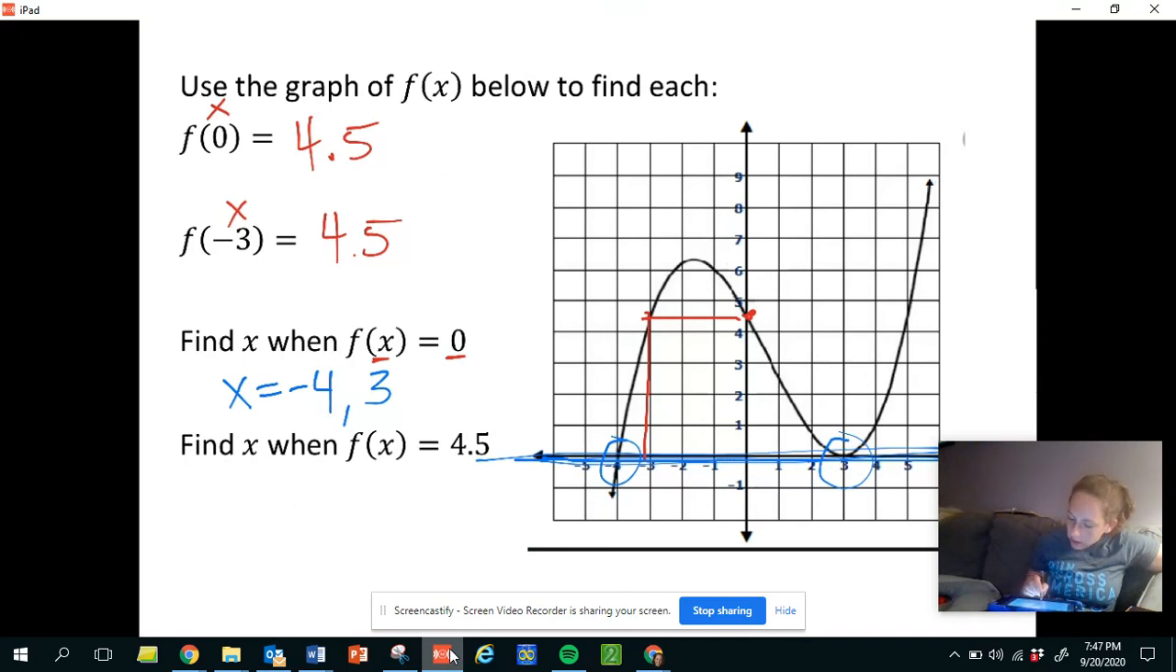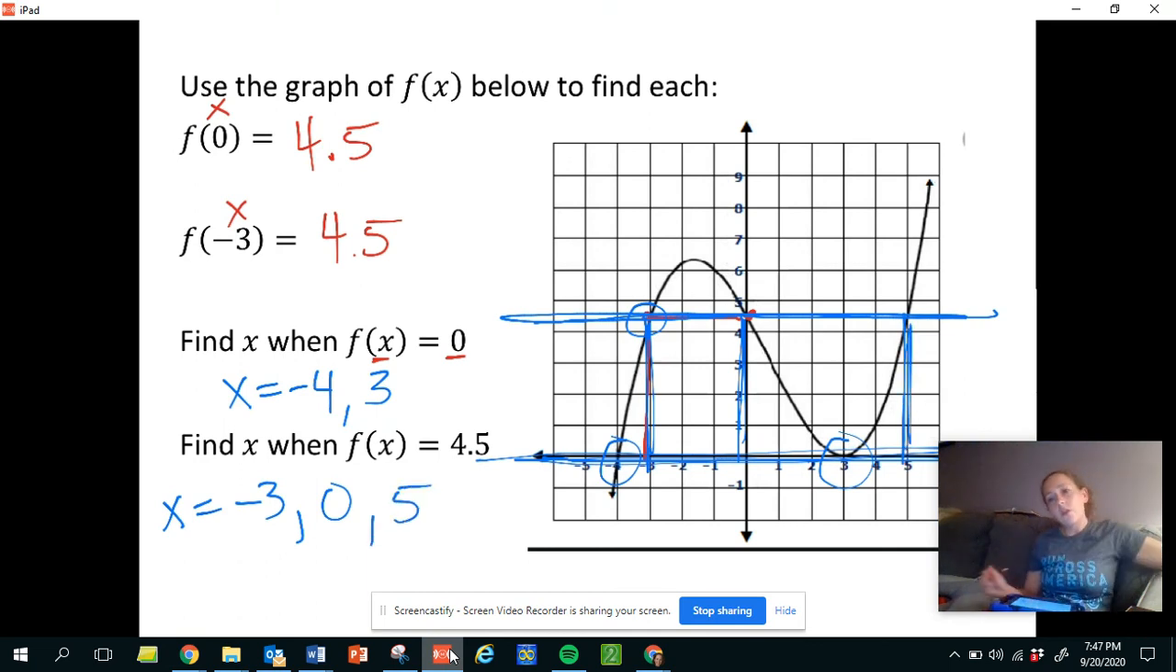For the last one, everywhere where y is 4.5. So in this case, we have 3 answers. We have x equals -3, when x is 0, and when x is 5. So if it happens more than once, you have to give all of the places where it touches 4.5.